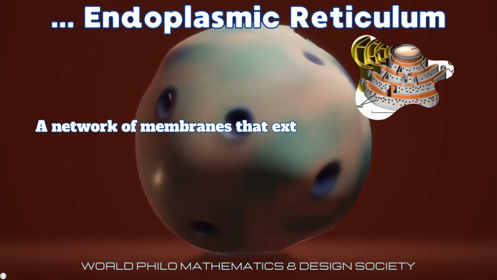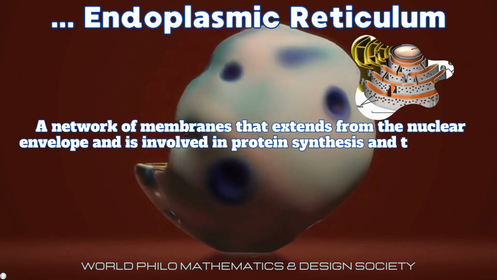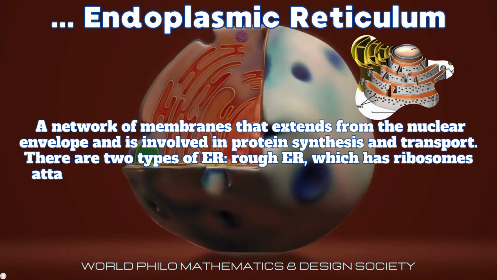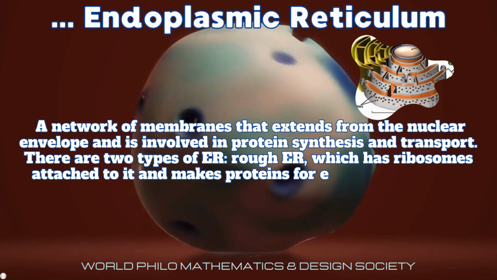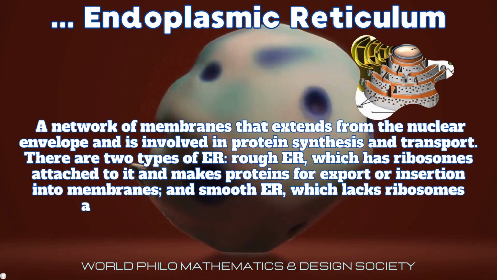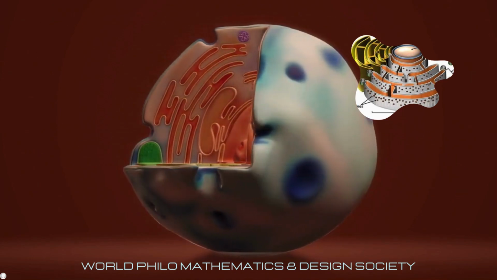The endoplasmic reticulum is a membrane network that extends from the nuclear envelope and is involved in protein synthesis and transport. There are two types of ER. Rough ER has ribosomes attached to it and makes proteins for export or insertion into membranes, and smooth ER lacks ribosomes and makes lipids and fats and detoxifies drugs.